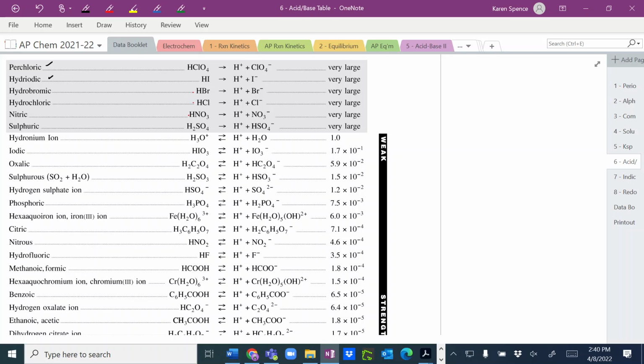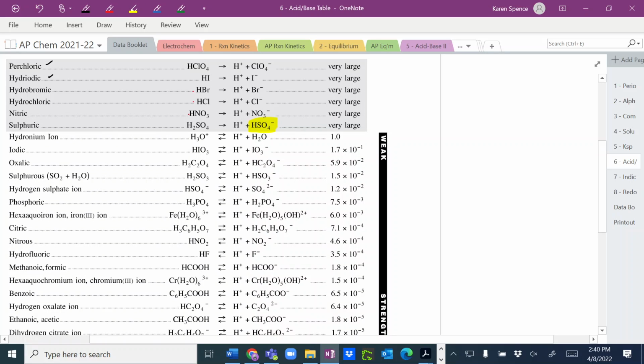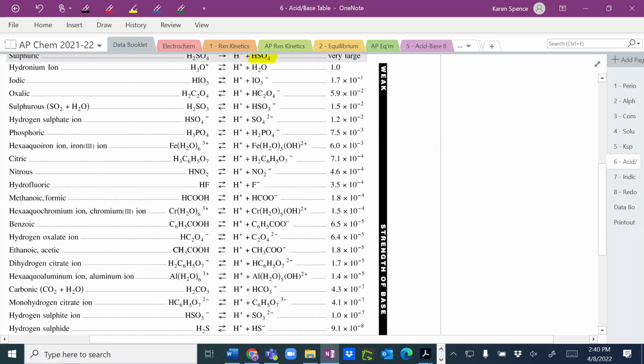It doesn't react as a base, but the problem with that one is that it has a hydrogen, so it actually can react with water as an acid. So you had the misfortune of picking the wrong one. All the rest of them will work.